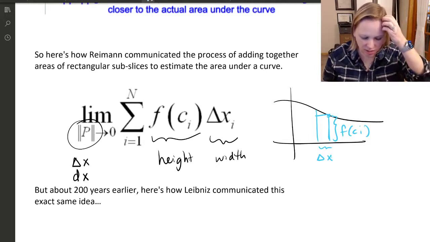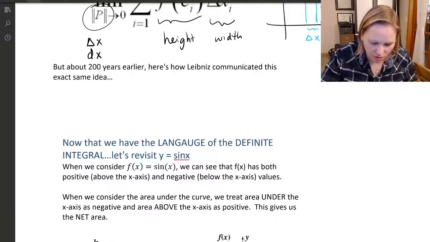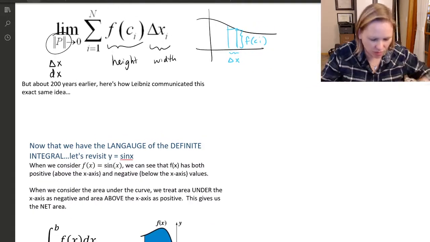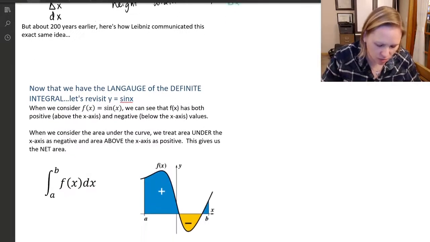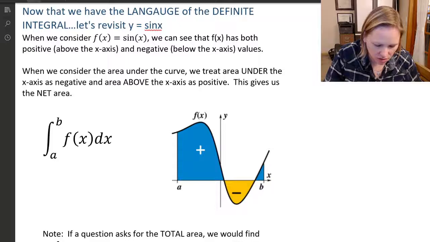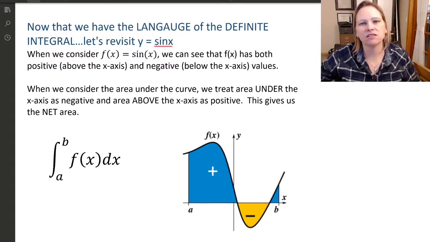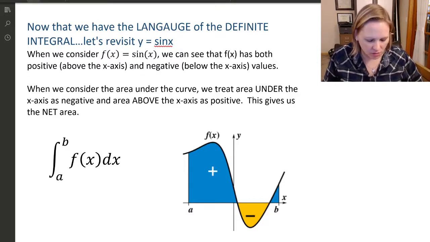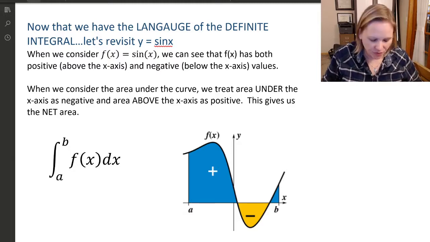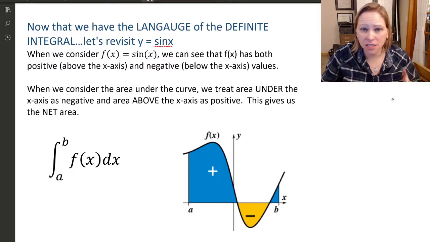So then what Leibniz said is, okay, I'm going to do this better, and I'm going to use this other notation. So he got away from sigma and the limit, because, not for nothing, it's kind of gross. And he said, we're going to call it the definite integral. And definite means it's defined, it goes from point A to point B, and it represents the area under the curve. So this is Leibniz notation. The integral from A to B of f of x dx.